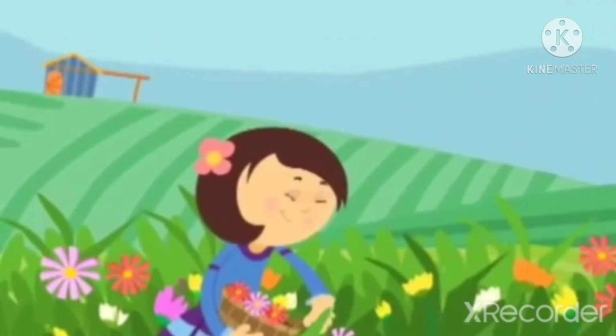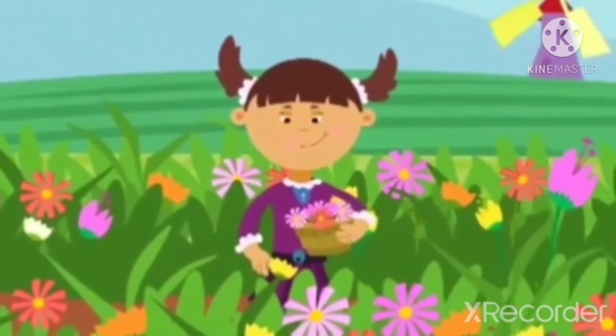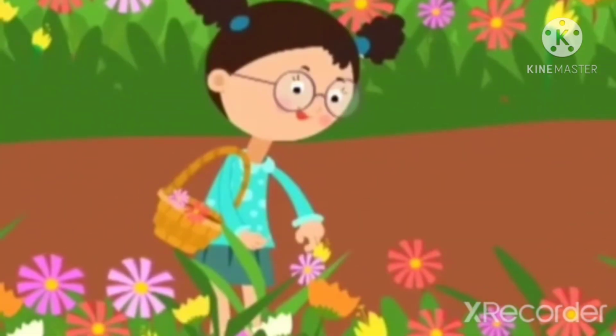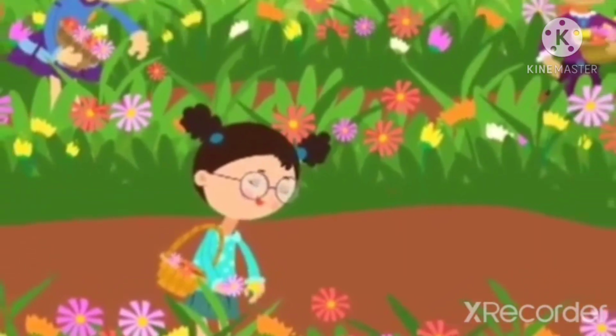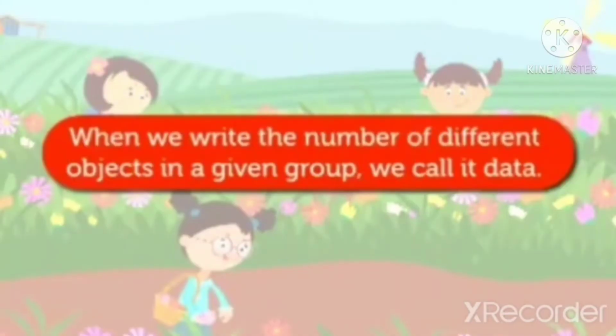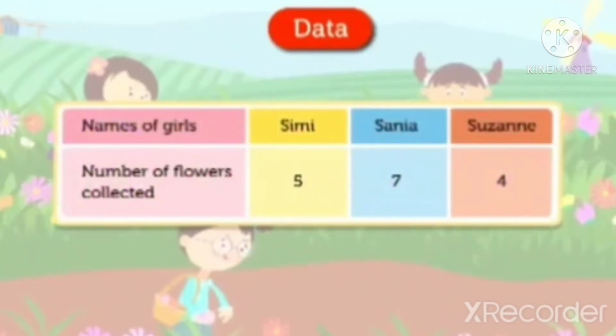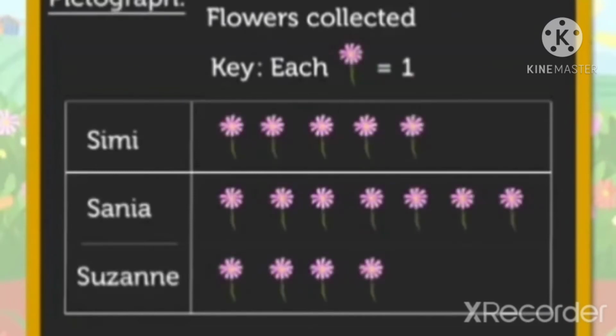Simi collected 5 flowers. Sanya collected 7 flowers. And Suzanne collected 4 flowers from the farm. When we write the number of different objects in a given group, we call it data. The data given in the flower farm example can be represented as follows. This data can also be represented by drawing pictures. It is called a pictograph.